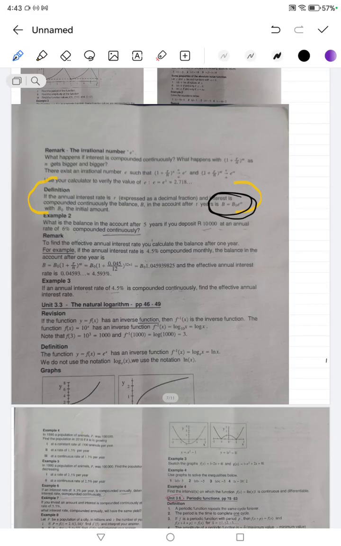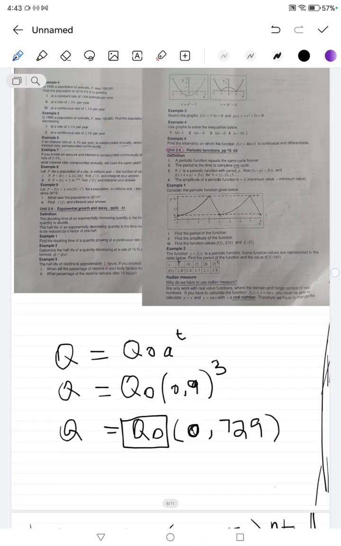Then what do they say? They say, example 2: what is the balance in the account after 5 years if you deposit 10,000 at an annual rate of 6% compounded continuously? This is exactly what I was referring to.